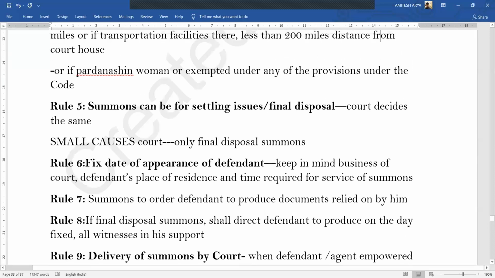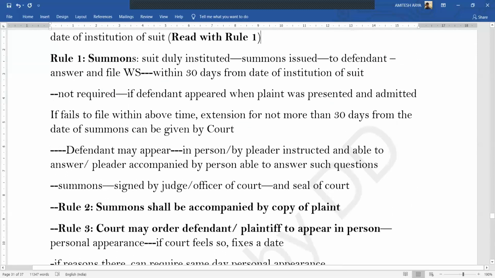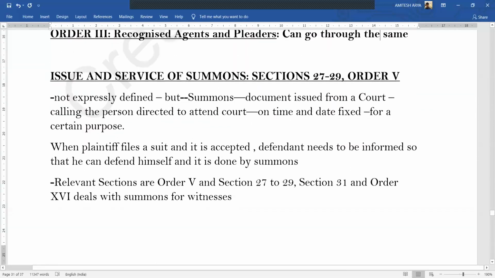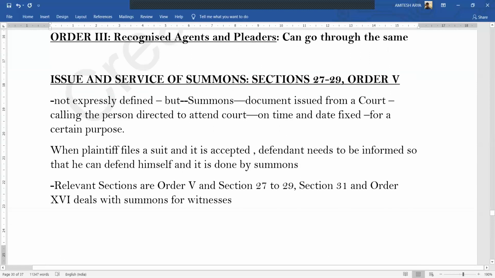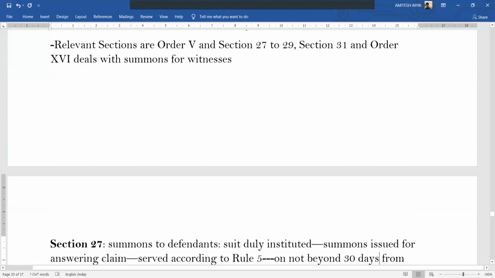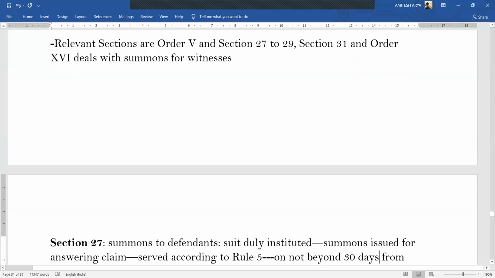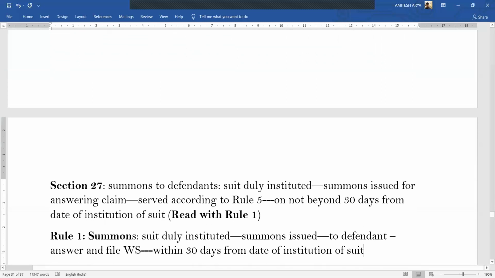So the first thing we need to remember is: what are summons? What are we doing by summons? We are calling that person to attend the court on a particular date and time fixed for a certain purpose. Now, Order 5 and sections 27 and 29 are the relevant ones here. Order 16 and Section 31 deal with summons for witnesses.